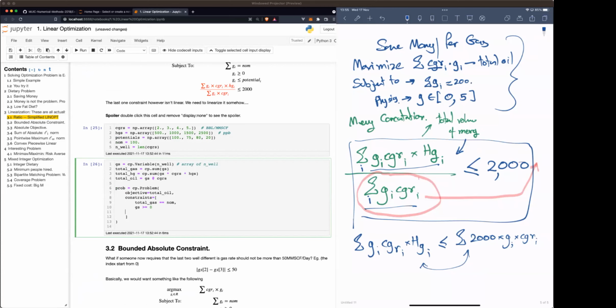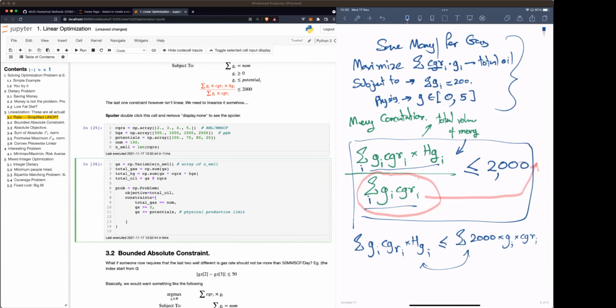And here's the magic when you use the array. It makes your life so much easier. Less than or equal to potential. This is the physical limit, the production limit. And you want to make sure that the ratio works. So we did it before, right? All we need to do is total H is less than or equal to 2000 multiplied by total oil.